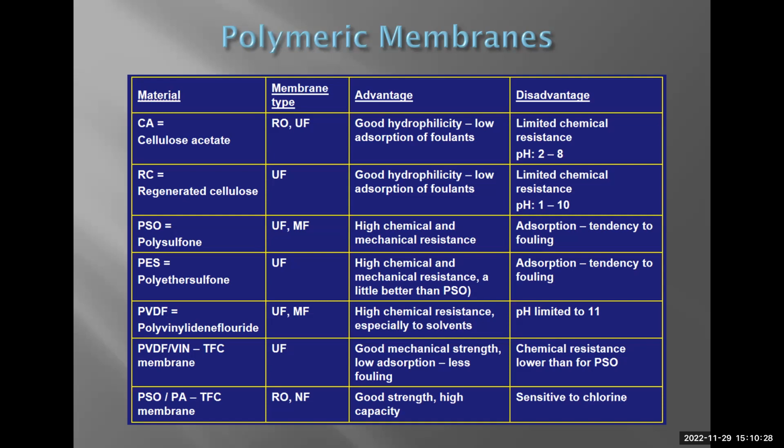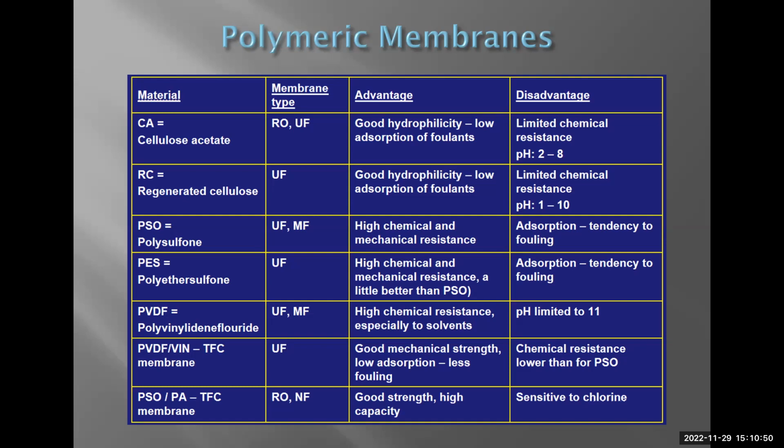When you get into the polysulfone and the polyethersulfone membranes, they do have a very high chemical and mechanical resistance, but they do tend to absorb, which means they foul a little quicker and you'll see lower flux rates on your permeates. And then there are combinations of membrane materials, whether they're PVDF or PSO, PA membranes, which kind of take the best from both worlds.